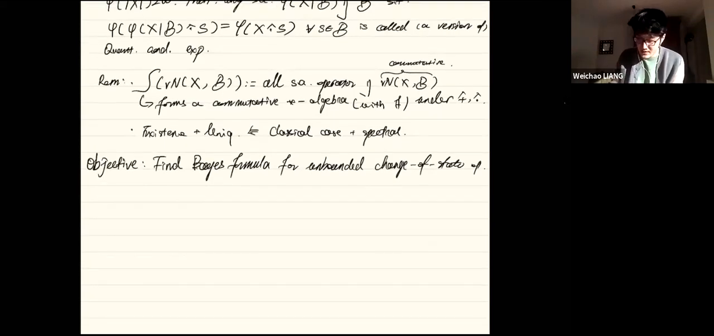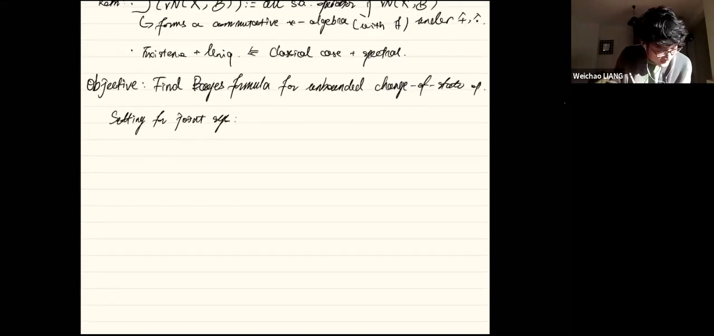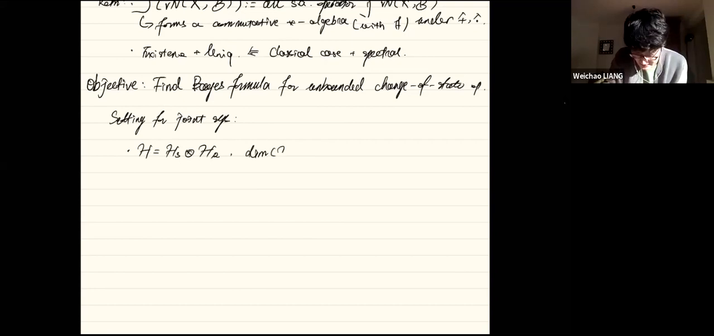And here I will follow the treatment in the studies of van Handel. Firstly, I will give some basic setting for our joint system. The Hilbert space for the joint system is denoted by H. H is H_S tensor H_R, where R is the reservoir. Always suppose our system H_S is finite dimensional and H_R is separable.